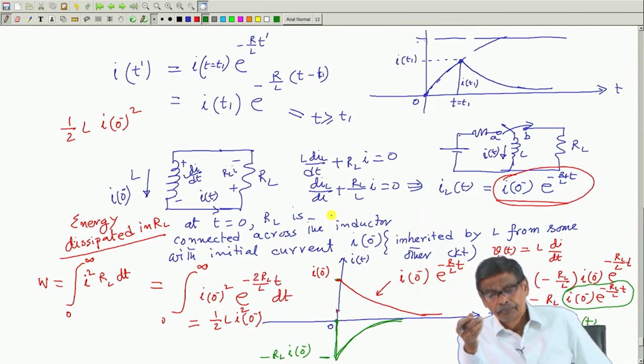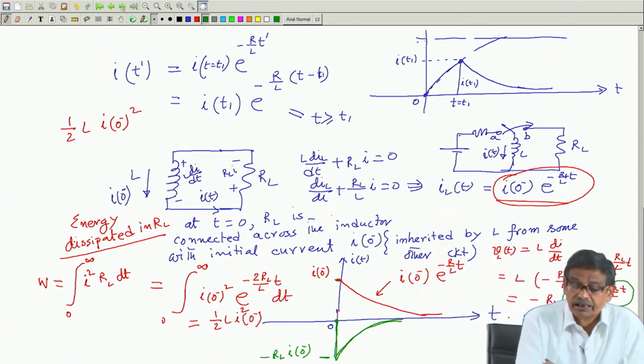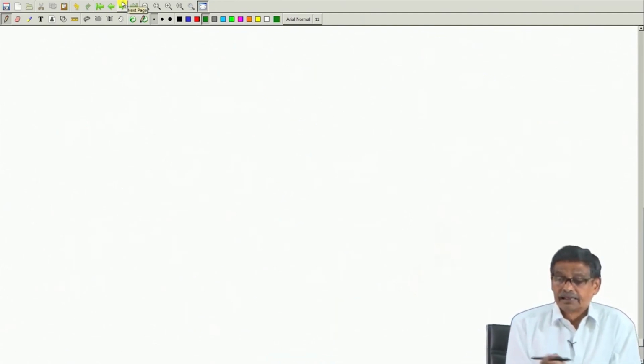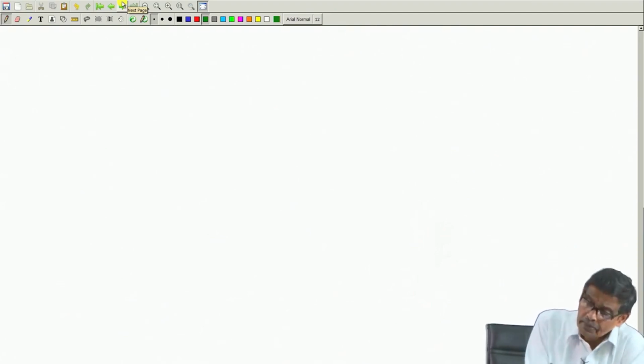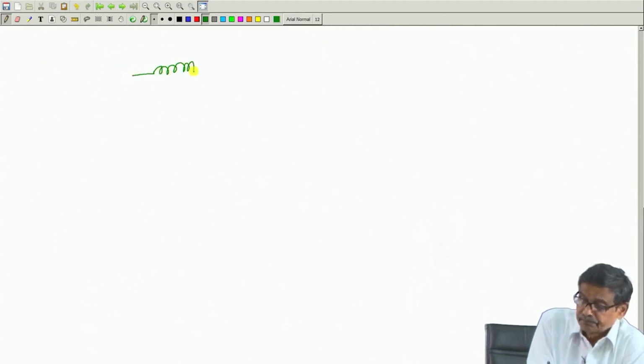And mind you, the last word about the inductor I must tell, and then I will stop talking. Remember a few things about the inductor. Suppose you have an inductor L, and if this is the current you are showing, as I told you, the voltage across the inductor is L di/dt, is it not?